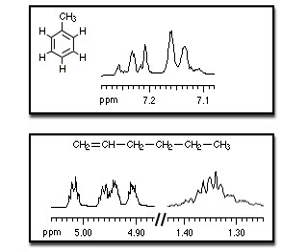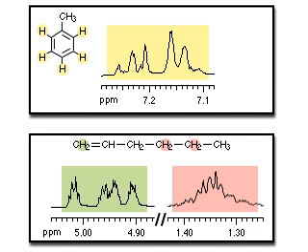Second-order coupling also occurs between non-equivalent hydrogens that have very similar chemical shifts. These hydrogens appear in the NMR spectrum as one signal with a complex splitting pattern that cannot be interpreted in a simple manner and is vaguely referred to as multiplet.